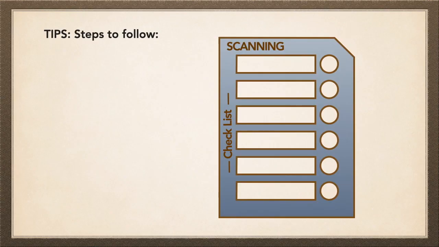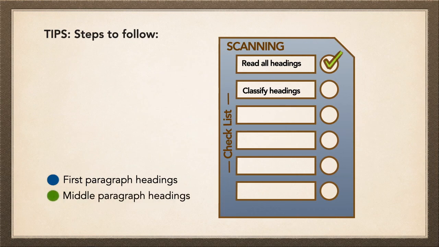So let's recap. First, we need to read all headings and try to identify which might be the first and the last, and which might be the ones in the middle. One of them will be a distractor. Remember, the heading is the summary of the idea in the paragraph.